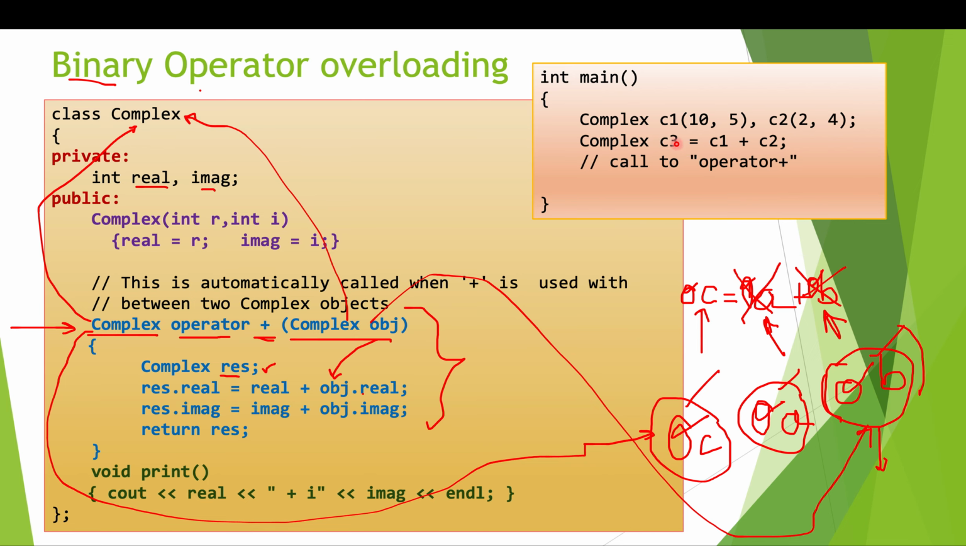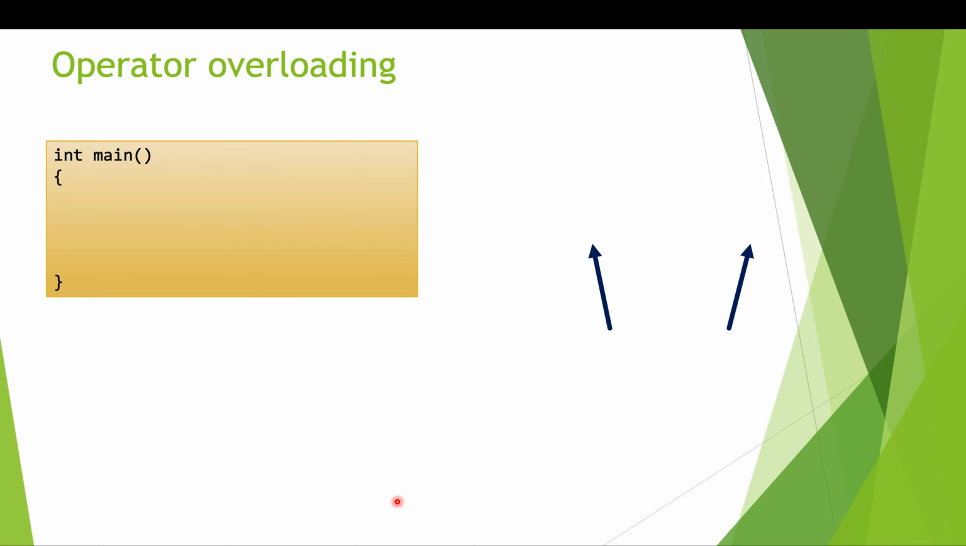So this line is actually C3.real is equal to C1.real plus C2.real, and C3.imaginary is equal to C1.imaginary plus C2.imaginary. So this one line is executing that particular task. And ultimately we are going to print the value of C3's real part and C3's imaginary part. Through C3 we have called this print function. So what will happen? It will print C3.real and C3.imaginary.